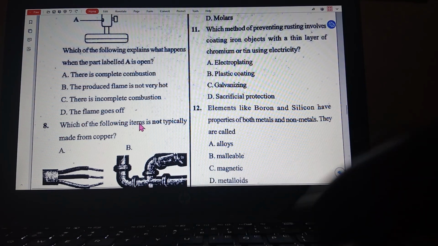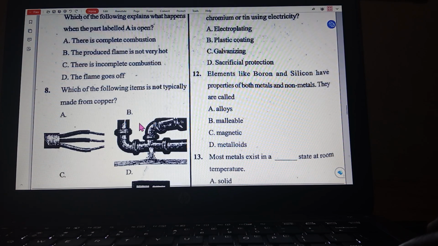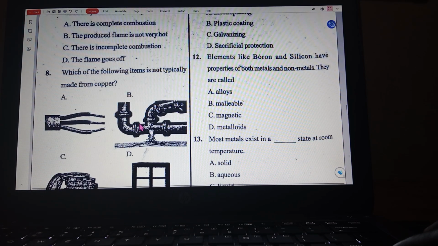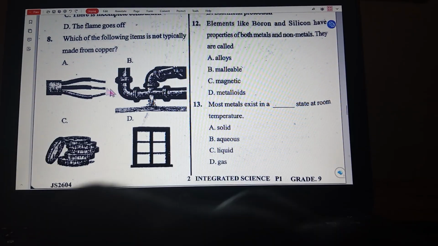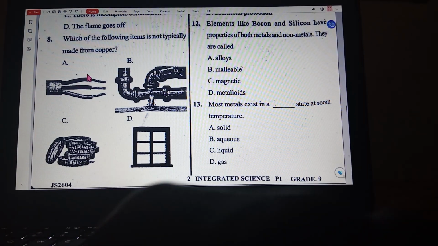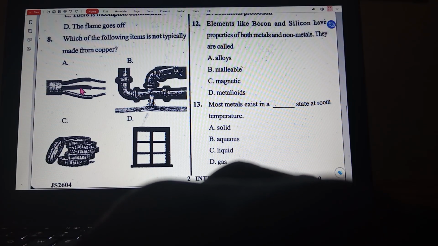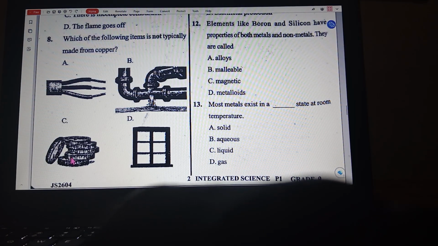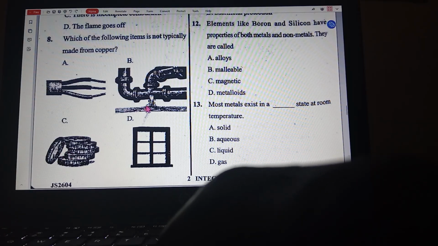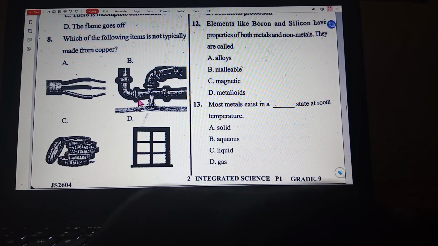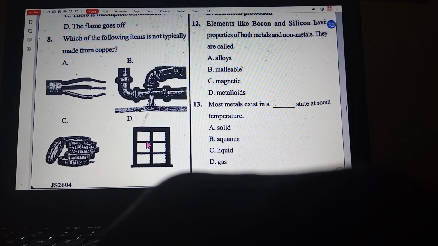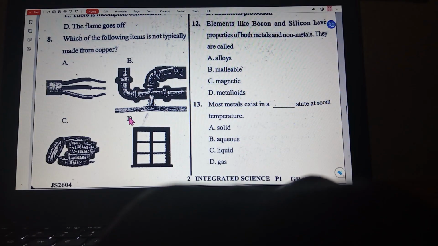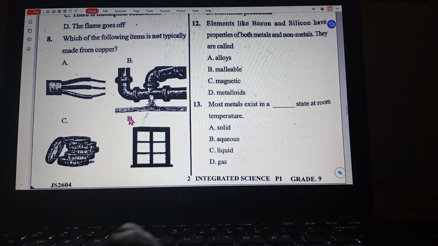Which of the following items is not typically made from copper? So here we have copper wires. Of course they are made up of copper. Then coins, of course, are made up of copper. This is water pipes. They are made up of copper. Then windows, they are mostly made up of aluminium. So the answer is D.